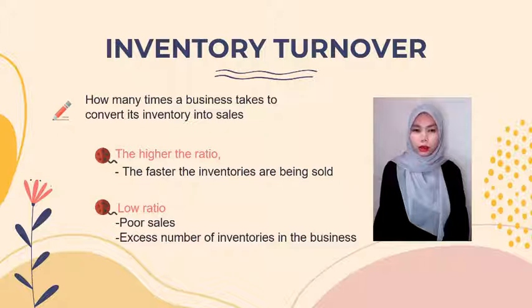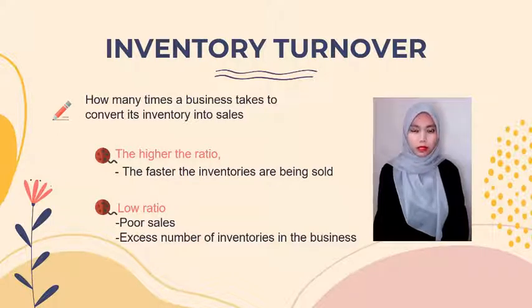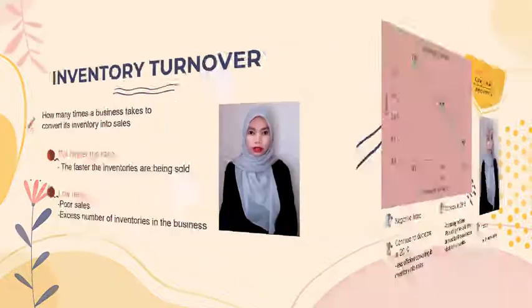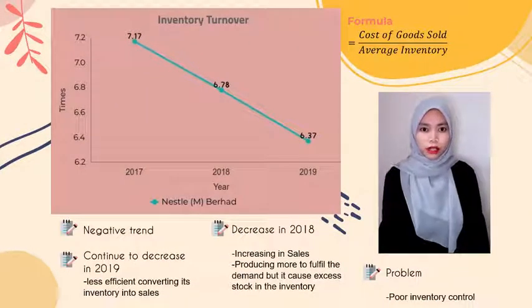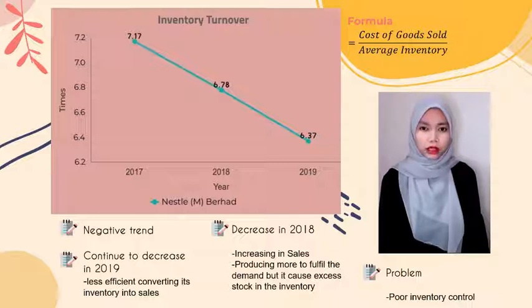The inventory turnover is used to compute how many times a business takes to convert its inventory into sales. As for Nestle Malaysia Berhad, the inventory turnover has decreased over the 3 periods, and this is unfavorable. The inventory turnover had decreased from 7.17 times in 2017 to 6.78 times in 2018 and further decreased to 6.37 times in 2019. When it continues to decrease, it indicates Nestle Malaysia Berhad is less efficient in managing its inventory because it takes a longer time to convert its inventory into sales.